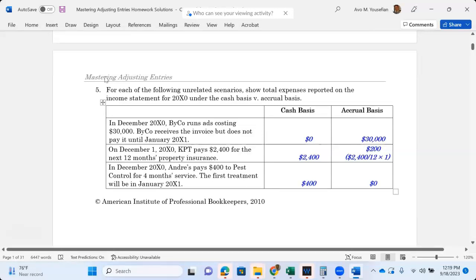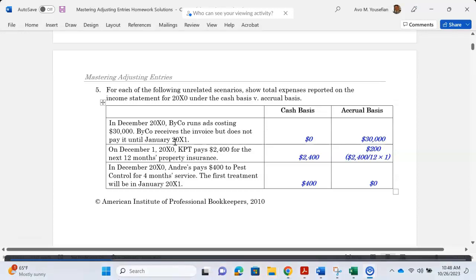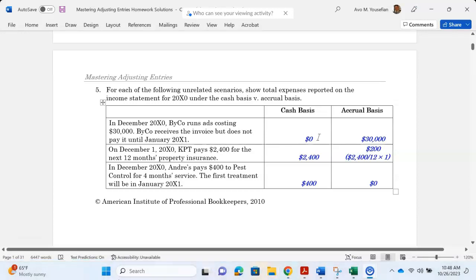For number 5, for each of the following unrelated scenarios, show the total expense reported on the income statement for 2020 under cash or accrual basis. In December of 2020, BICO runs ads costing $30,000. BICO receives the invoice, but does not pay it until January of next year. So since it's not paid yet, there is no expense.